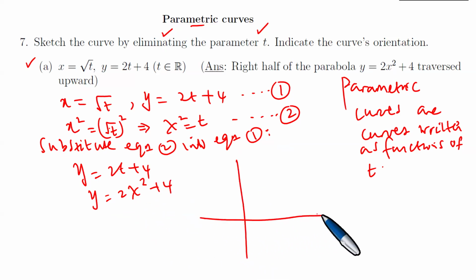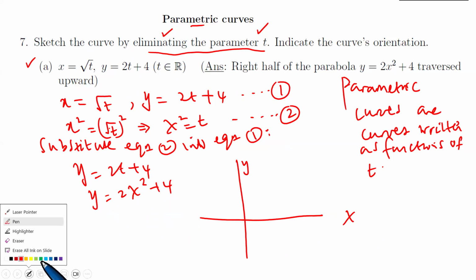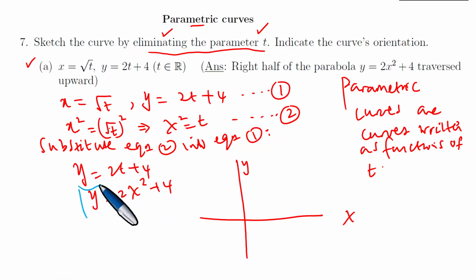We've eliminated the parameter t. The first step is to eliminate the parameter t. We'll sketch the curve by eliminating the parameter t, and we've managed to eliminate it because there's no t anymore here. It's a very easy topic, so you don't have a lot of background or detail here, because it's just basic algebraic manipulation.